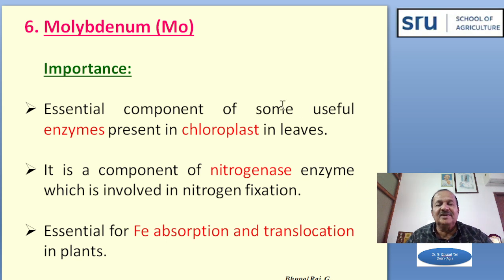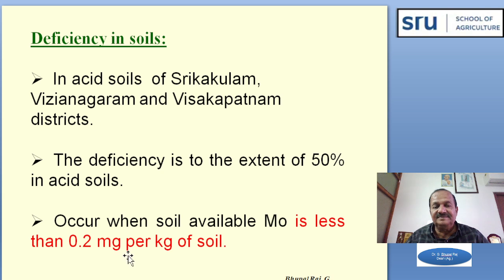Then another important micronutrient is molybdenum. It is an essential component in some useful enzymes present in the chloroplast in the leaves. It is also a component of the nitrogenase enzyme, which is involved in nitrogen fixation, mainly in leguminous crops. So molybdenum is very much required for the nitrogenase enzyme. It is also essential for iron absorption and translocation of iron in plants.